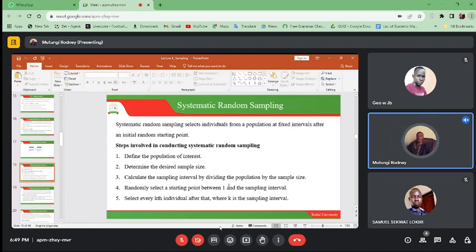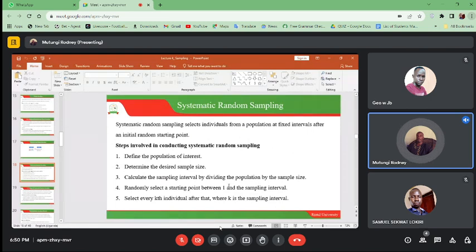Then step number 4 would be to randomly select a starting point between 1 and the sampling interval. So you again do the simple random sampling to select the starting point. I want 100 out of this 1,000. My sampling interval is 10. After 10, I should be able to get another person. After the 10th person, I should be able to get another one, okay? So after counting 10, I should arrive at the next person who is going to take part in this study.